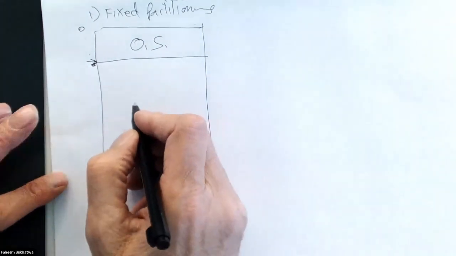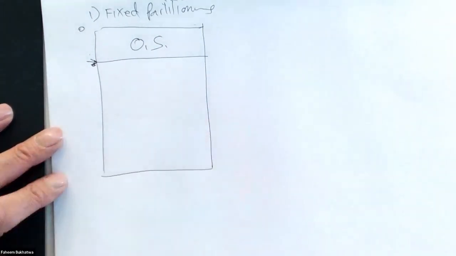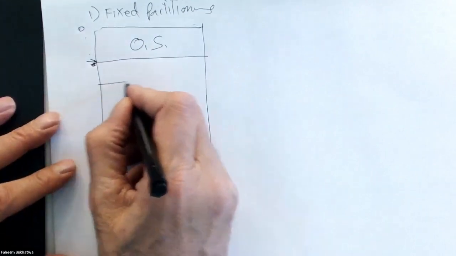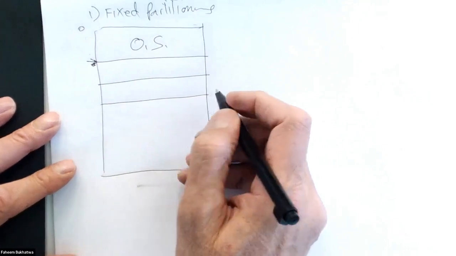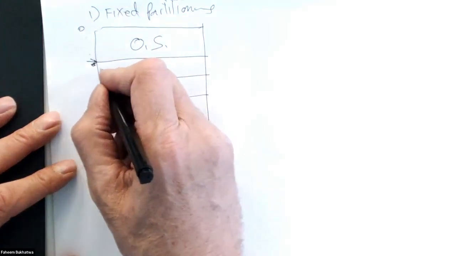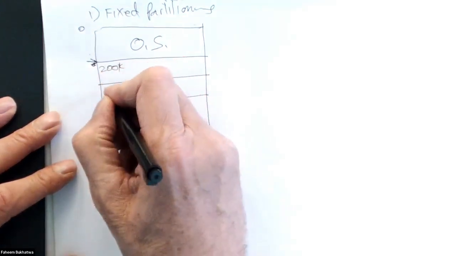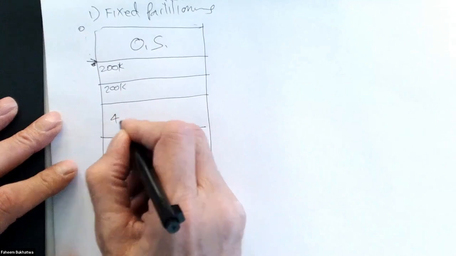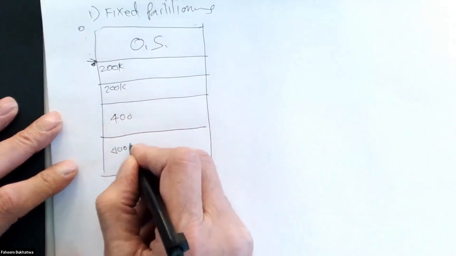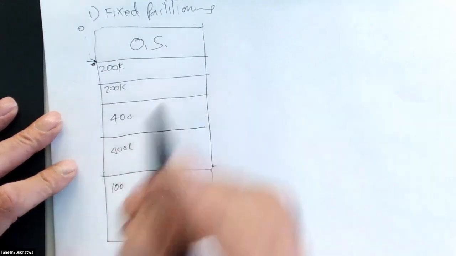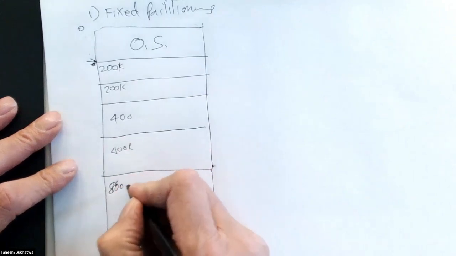The rest of the memory is divided already. We divide it into different sizes to accommodate different size programs. For example, we might have a few partitions of memory, each one of them, say, 200K, a 200 kilobyte partition to run programs that are small enough. Here maybe we have 400 kilobytes, a couple of partitions or many partitions. And here's one that's bigger, let's say 800 kilobytes.